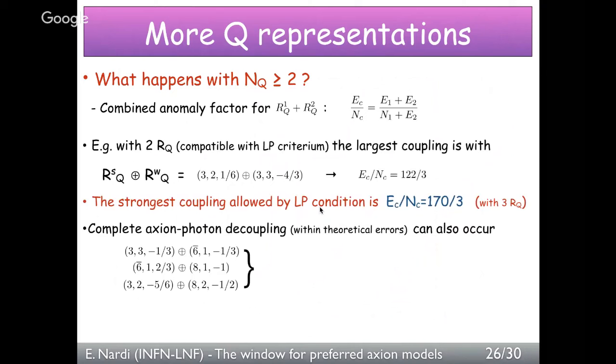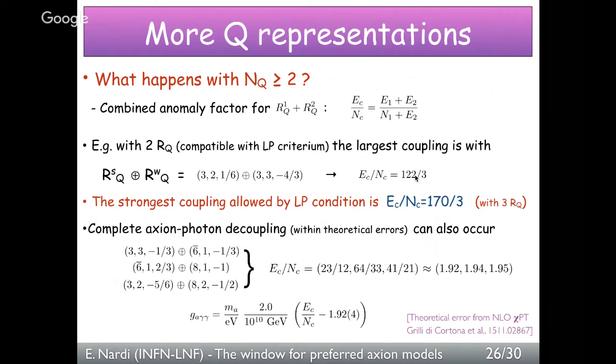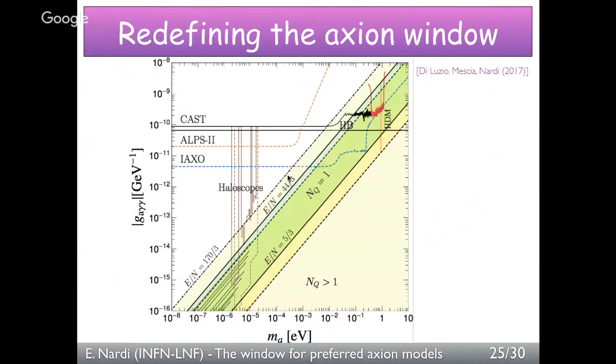If you take more representations, you have more freedom, but you cannot take as many as you want, because with more representations you hit the Landau pole condition at some point. So we have computed the maximum allowed value of the axion-photon coupling, allowing as many representations as you like, subject to the condition that you have no Landau pole. We get a larger number, which is here. And the window is here.